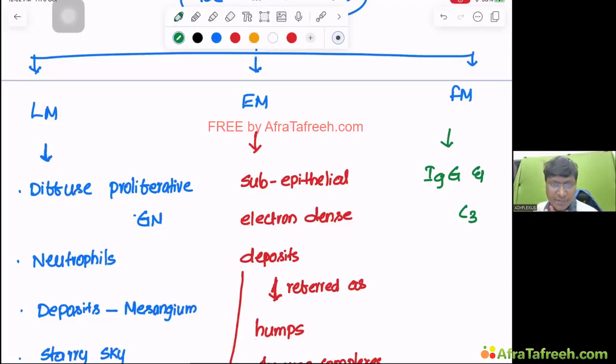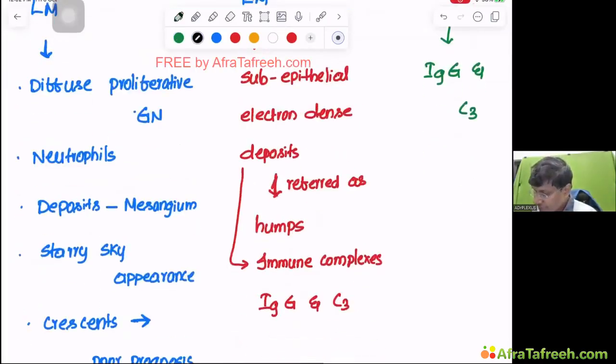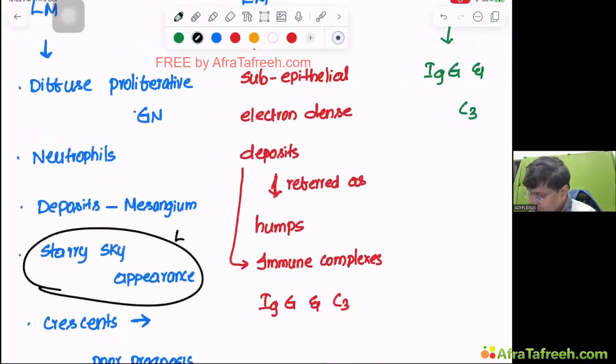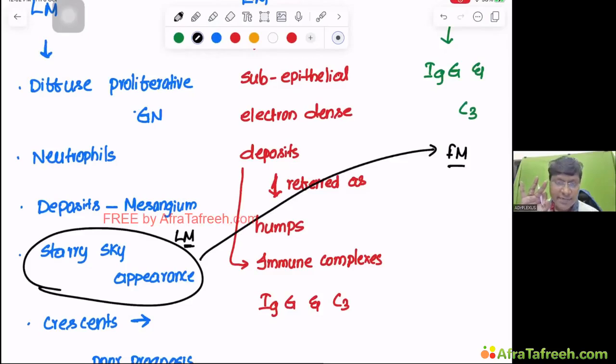glomerulonephritis. Right, next. Now, this starry sky appearance is observed in light microscopy and even in the fluorescent microscopy as well. Actually, you have 3 patterns in the fluorescent microscopy. What are the 3 patterns? One is Garland type. Garland type is where the peripheral capillary loops are stained with IgG and C3. That is your Garland type.